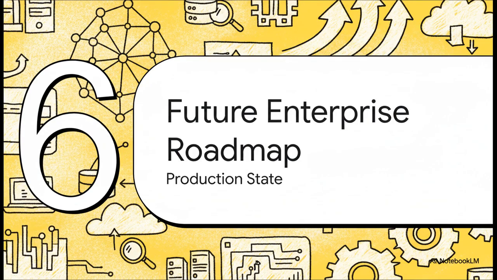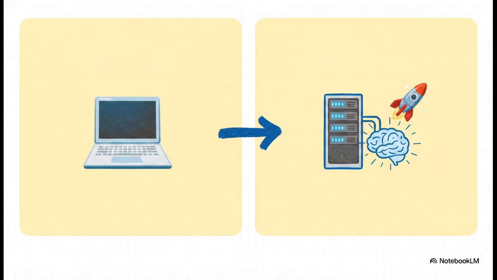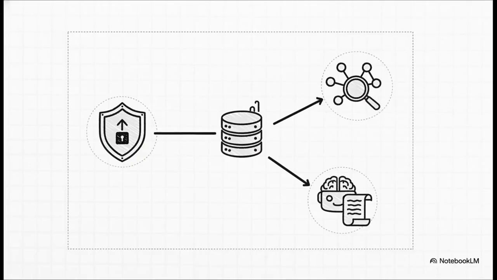And finally, Part 6, the Future Enterprise Roadmap. We are actively planning our move away from this local, simulated reality and towards a much more intelligent future. The goal is to evolve from a standalone browser app into a robust platform powered by governed enterprise services, centralized data, and most importantly, grounded generation. Here is exactly what that future looks like technically.